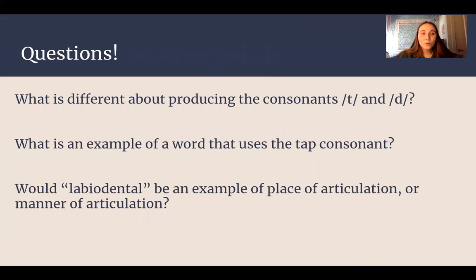And lastly, I have some questions. Firstly, what is different about producing the consonants T and D? And then, what is an example of a word that uses a tap consonant? And lastly, would labiodental be an example of place of articulation or manner of articulation?